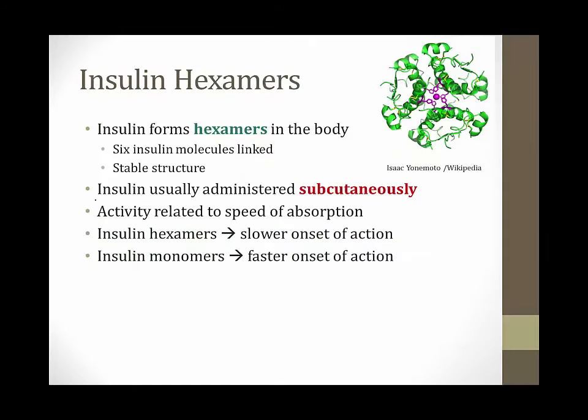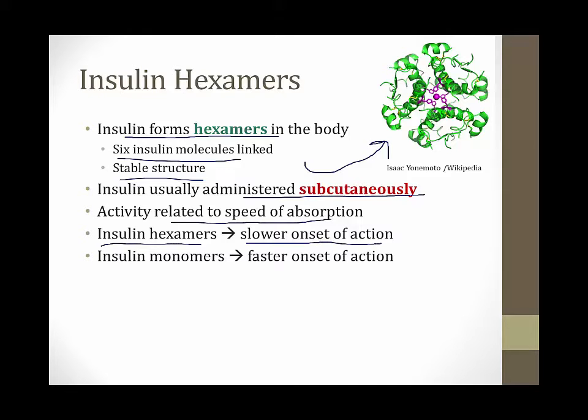So we'll start by talking about the rapid-acting insulins, and in order to understand these drugs, you need to understand that insulin likes to form hexamers in the body. These are 6 insulin molecules linked together, and it's a very stable structure. This is a picture of an insulin hexamer shown on the screen here. As I told you before, insulin is usually administered subcutaneously, and the activity relates to the speed of absorption. So insulin that is in the form of hexamers has a slower onset of action. On the other hand, insulin that is in the form of monomers is absorbed much more quickly and has a faster onset of action.